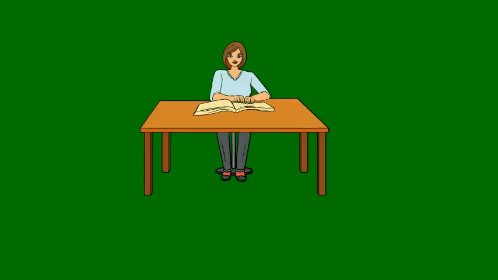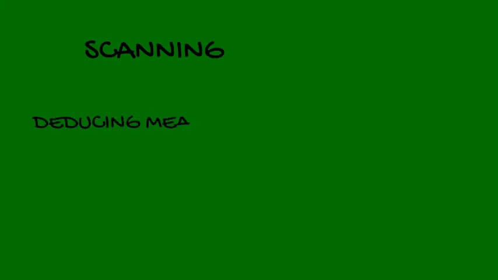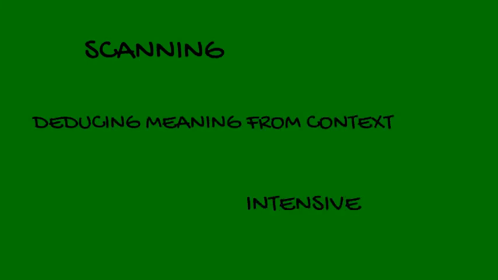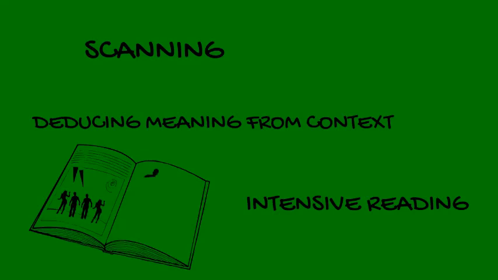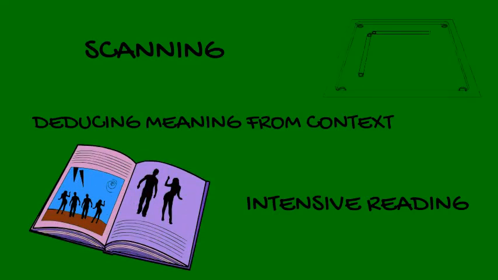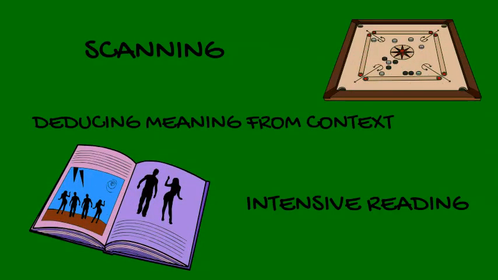Number 2, while reading phase. Here's when students do scanning, deducing meaning from context, or intensive reading. You can ask them comprehension questions, or you can play a game with them about the content of the reading, for example. And finally, post-reading phase.